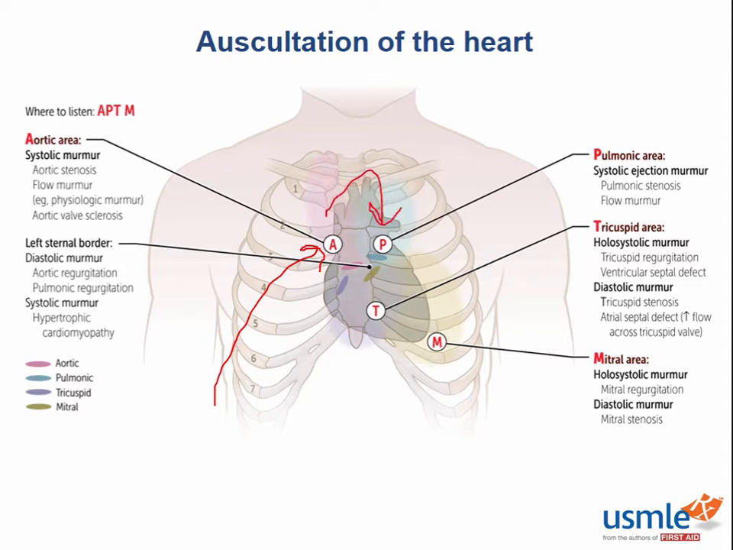Across the sternum is the pulmonic area, the second intercostal space along the left parasternal border. This is where you can best appreciate the pulmonic valve. Moving down 3 intercostal spaces, you get to the tricuspid area, which is along the left parasternal border in the 5th intercostal space. Moving laterally to the midclavicular line in the 5th intercostal space is the mitral area, where you can best appreciate the mitral valve and the murmurs associated with that valve.